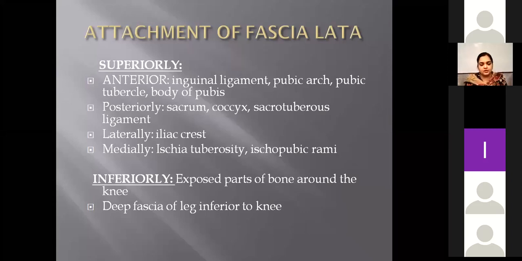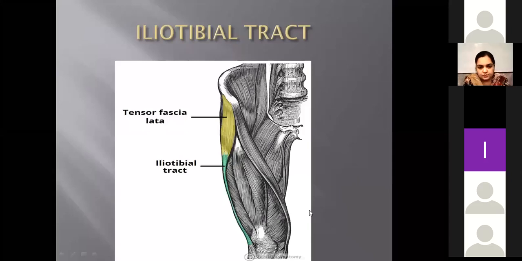This deep fascia is highly modified, and it is called simply the fascia lata. Superiorly, it is attached to bony landmarks of the hip bone, and inferiorly, it blends with the fascia of the leg. The whole thigh is covered by the deep fascia, simply called the fascia lata, but laterally, this fascia lata is thickened. Only on the lateral side it is thicker and stronger.